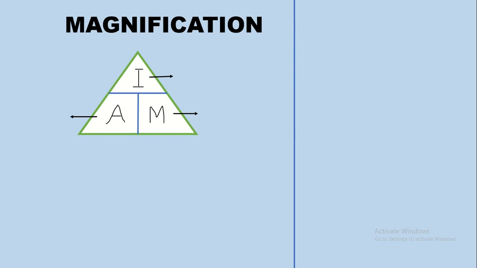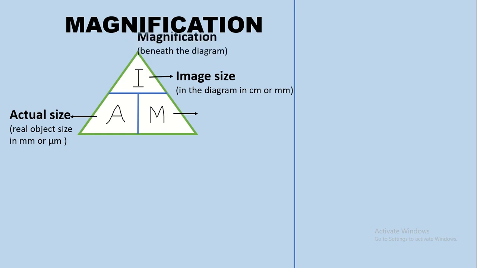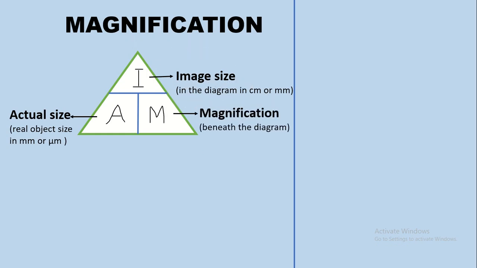Let's go into magnification. I use the word AIM to remember magnification. So what am I aiming at? What is A, what is I, and what is M? Let's start with I. I means image size, usually in centimeters or millimeters. A is actual size, usually in millimeters or micrometers. And magnification usually begins with a multiplication sign. It has no units. So you will need to learn how to convert from one unit to another.